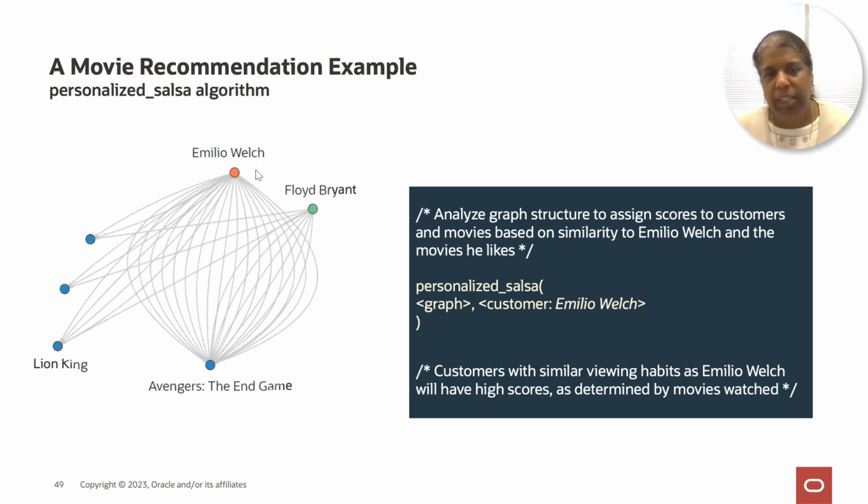So if there are movies with a high score that Emilio has not yet watched, that's a good recommendation for Emilio. So it's all about looking at how data is connected and determining the movies to recommend based on those connections. And for example, Emilio has watched this movie many, many times, and that will factor into how many edges you have between this customer and this movie. That factors into this algorithm as well.